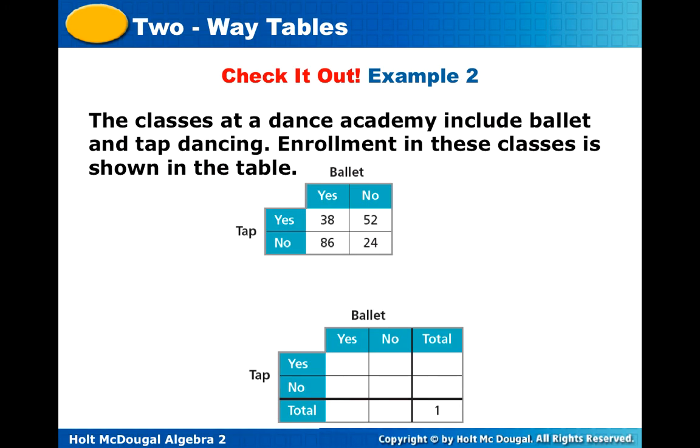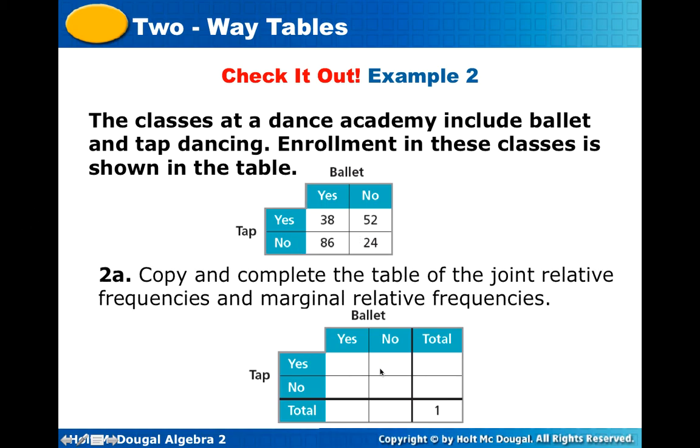All right. And the last on your page: the classes at a dance academy include ballet and tap, shown in the table. We're going to make our joint frequency. So again, how many people took the class? You'd have to get that number first. 38 plus 52 is 90. Let's see if I can make better numbers this time for you guys. 86 plus 24 is 110. It's a little better. We can at least read them.